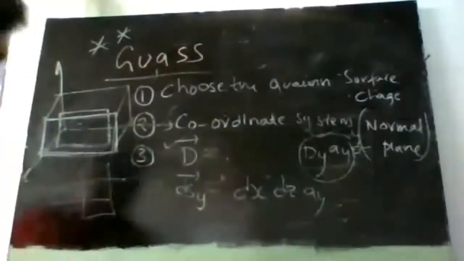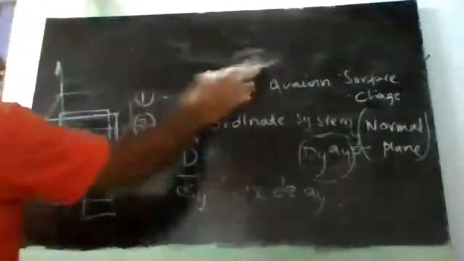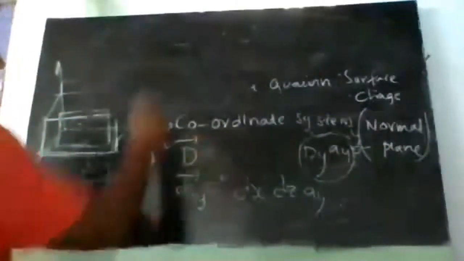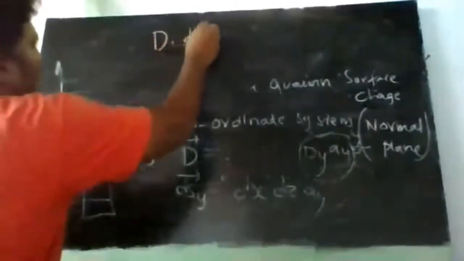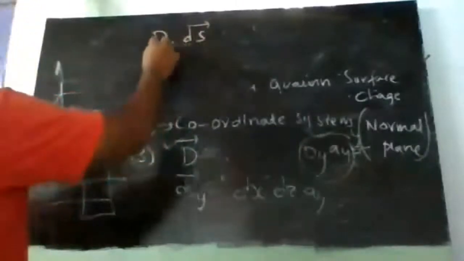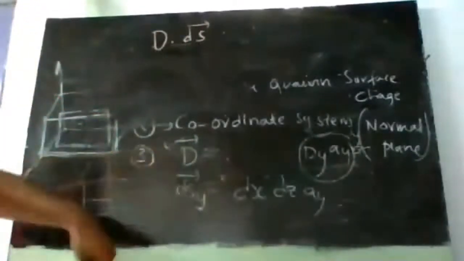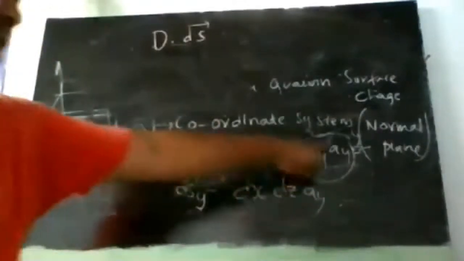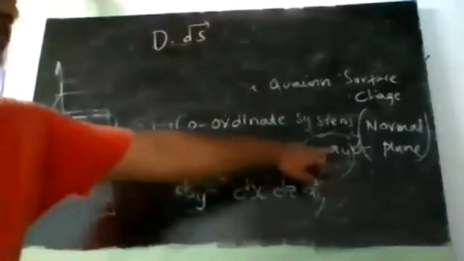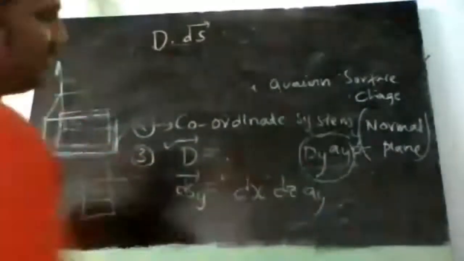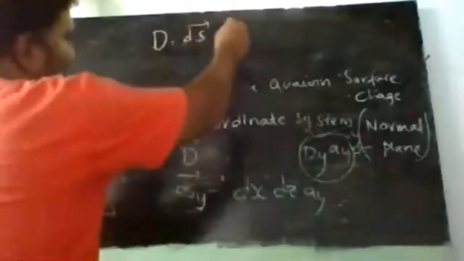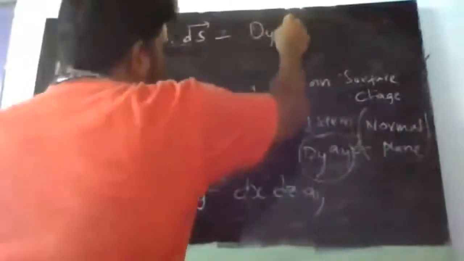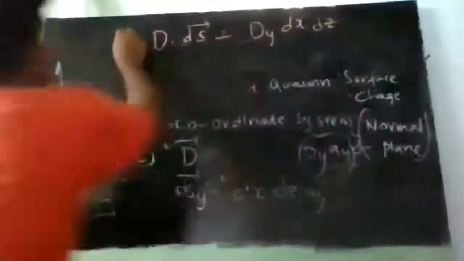After this, once we write all these things, next thing is, after finding D bar, just take the dot product of D bar dot dS bar. Here we can observe that both D bar and dS bar will be in the same direction. రెండు ఒకే డైరెక్షన్ లో ఉంటాయి, a_y dot a_y. So a_y dot a_y will become 1. So D bar dot dS bar will be equal to D_y dx dz. Understand? So this is the fourth step.